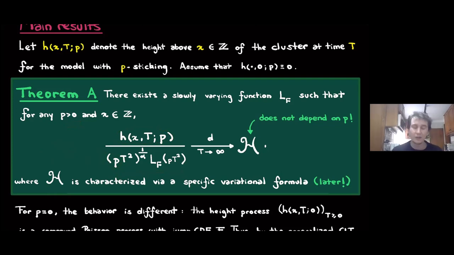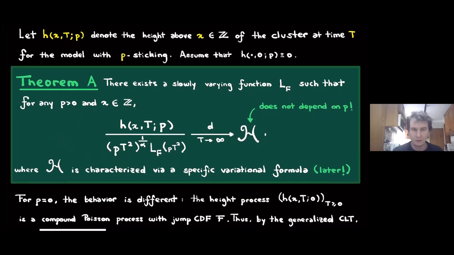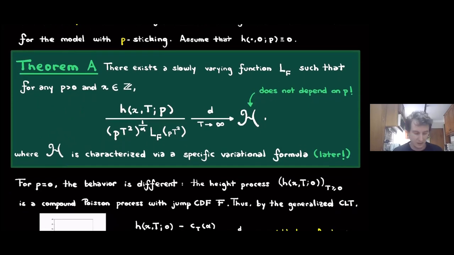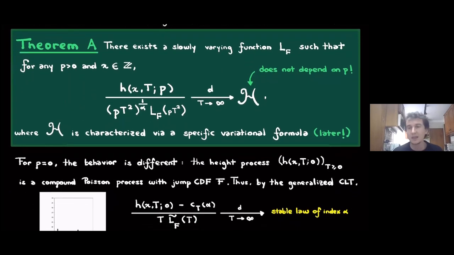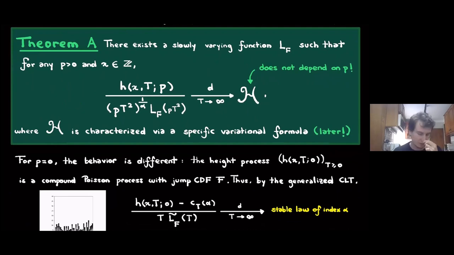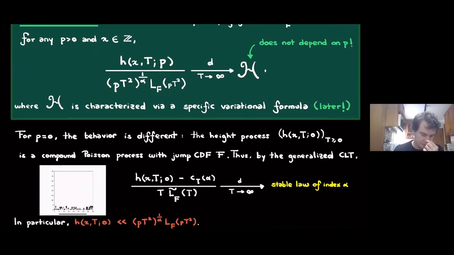But the behavior of the model is actually quite different for p equals 0. Because in this case, since I have no sticking to nearby columns, neighboring columns, the behavior of each column is going to be independent, like what you see here. And actually, you can check that the height of each of these columns is going to evolve in time according to a compound Poisson process with jump distribution given by this f, okay?